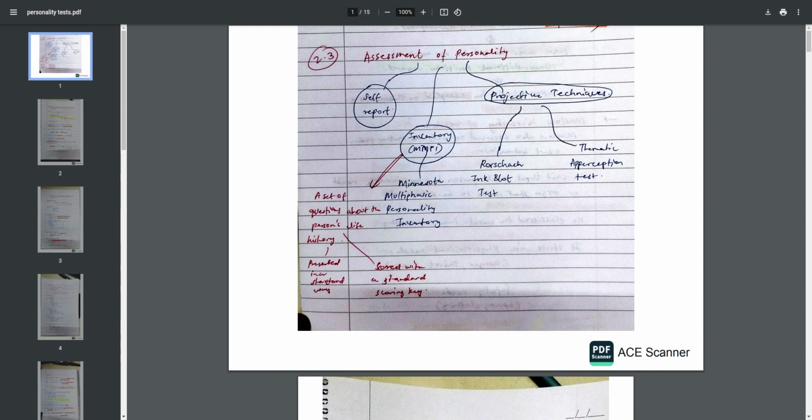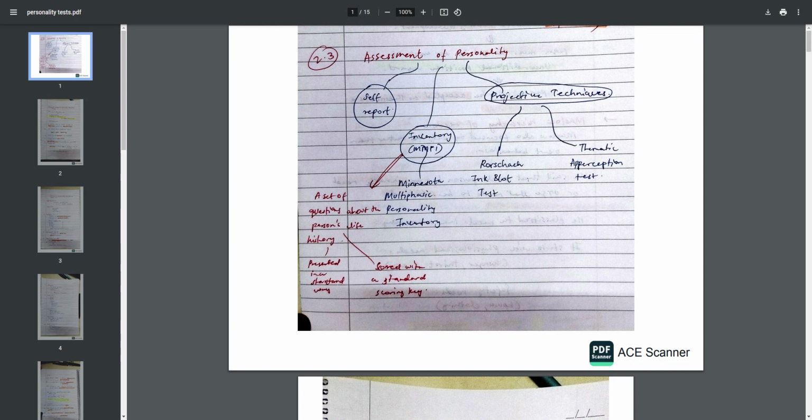Moving on to the inventory, these are a set of questions about the person's life history. They are presented in a certain way and scored in a certain way. They are scored with the standard scoring key. One example of that is the Minnesota Multiphasic Personality Inventory, the MMPI. We are going to learn about that in more detail in the further pages.